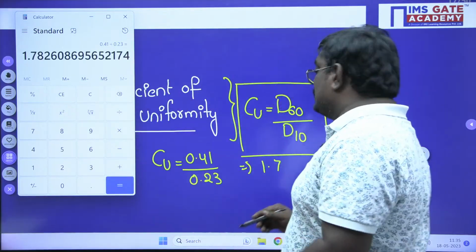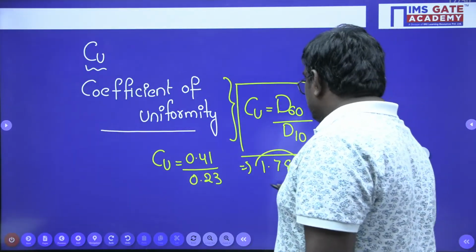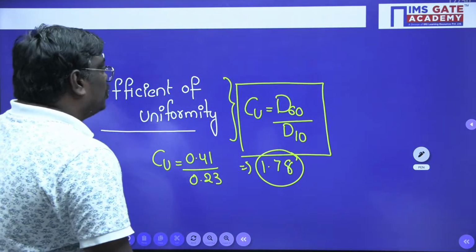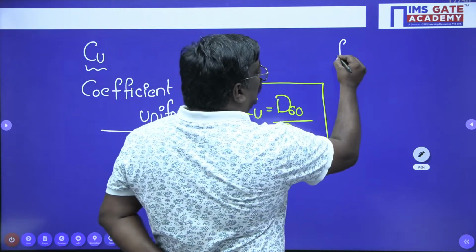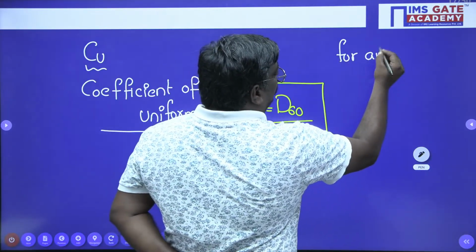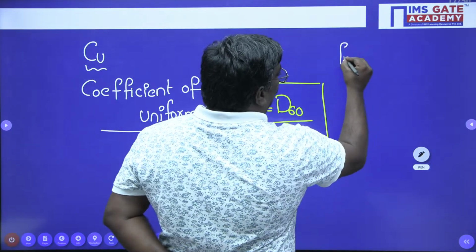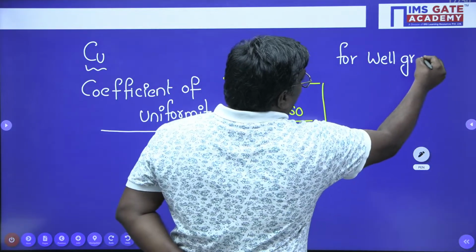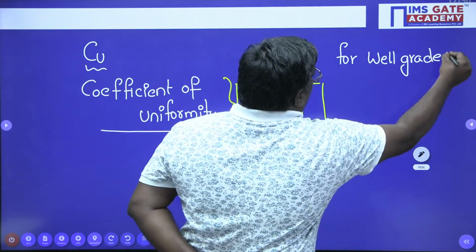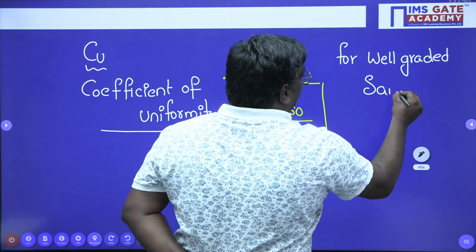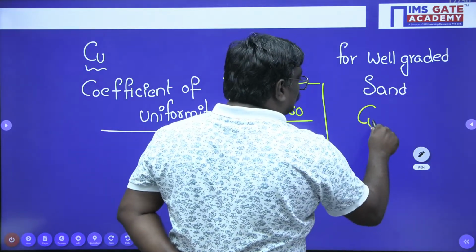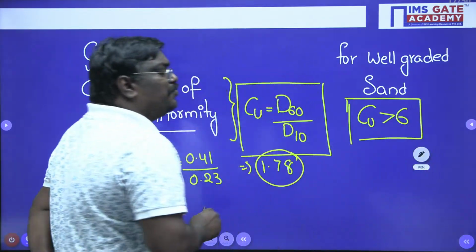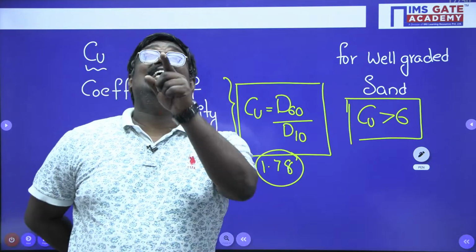So it is 1.78. The value is 1.78. Very good, Srujana, very good. Sir, see, I told you clearly, for well-graded soil, for well-graded sand, do you remember, my dear students? For well-graded sand, Cu should be greater than what I told you. Do you remember, Srujana? For well-graded sand, I told you Cu value should be greater than 6.